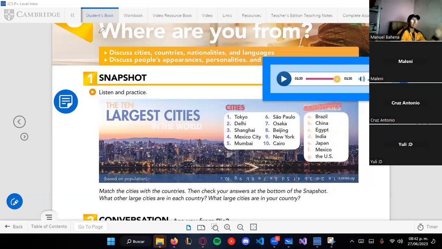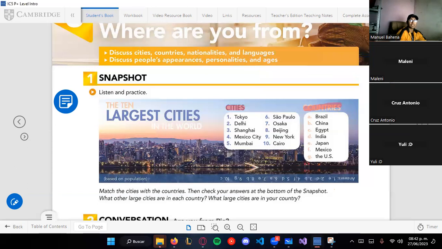Perfect. So, any questions regarding the pronunciation? ¿Alguna duda, alguna pregunta con la pronunciación? No, teacher. Okay. Excellent. Sí, yo tengo una duda.